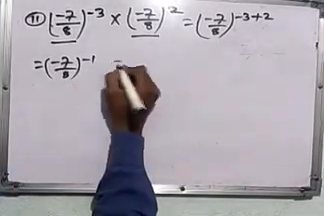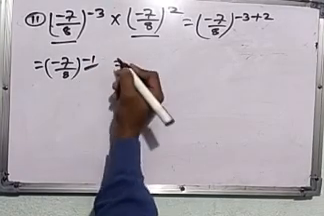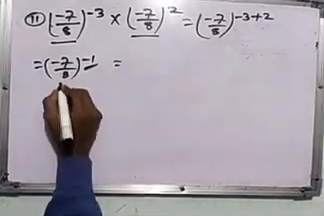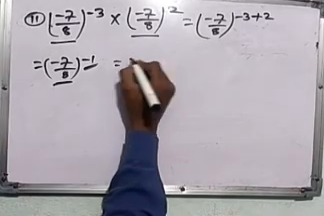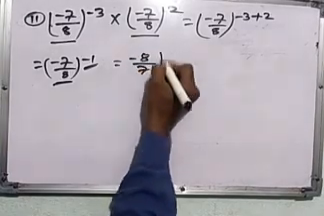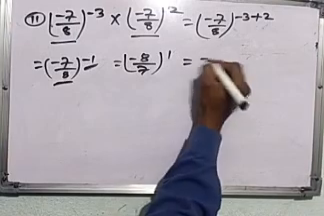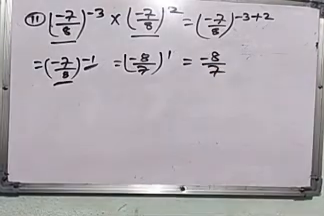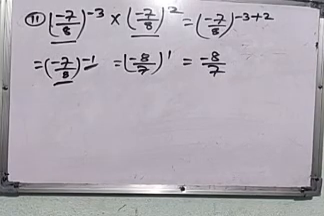You write here the power is minus, so the base is inverse. So you write minus 8 by 7 power 1 equals minus 8 by 7. So your answer is minus 8 by 7. Okay.